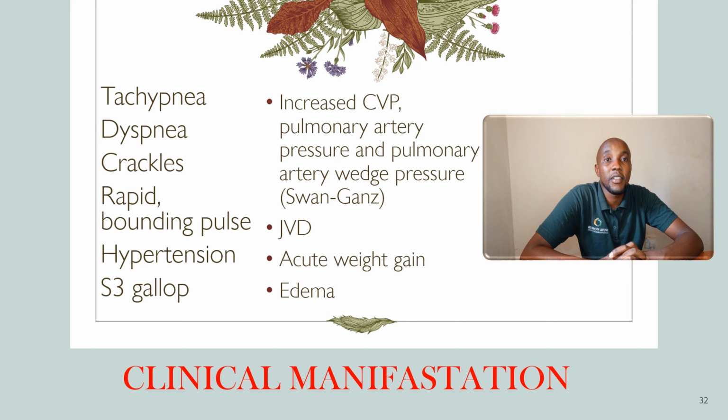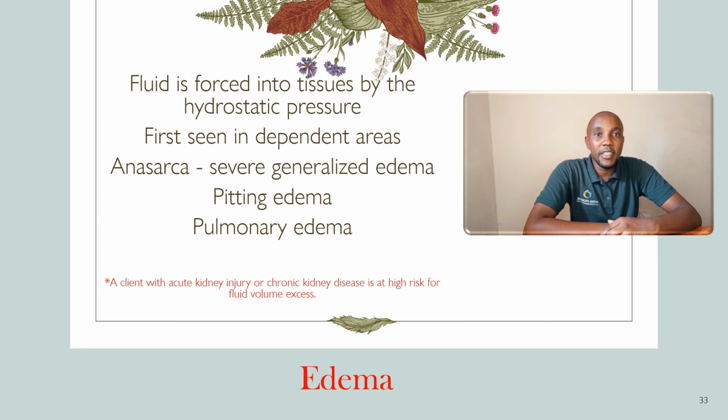They also present with jugular venous distension. They have acute weight gain, and they will also present with edema. Let us now look at edema, which is part of hypervolemia. Edema is fluid which is forced into tissues by the hydrostatic pressure. Edema is first seen in dependent areas. We have anasarca, which is severe generalized edema. We have pitting edema and pulmonary edema.